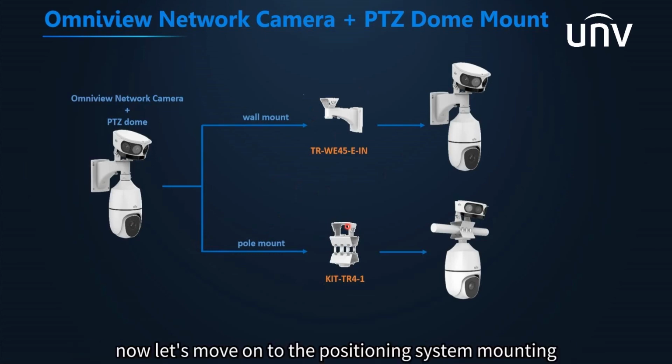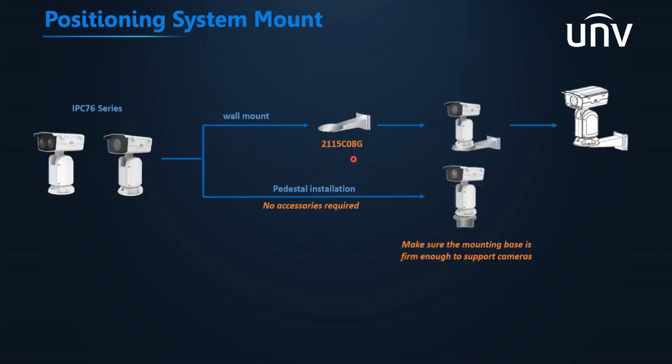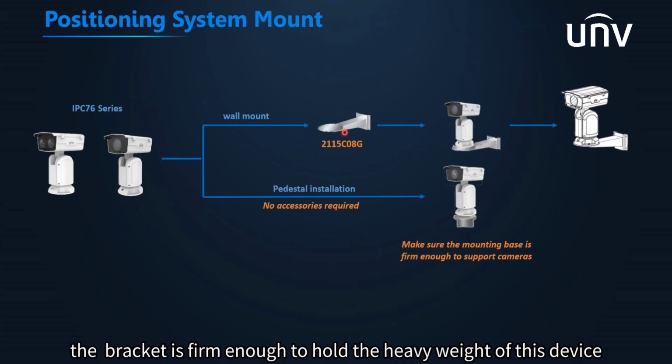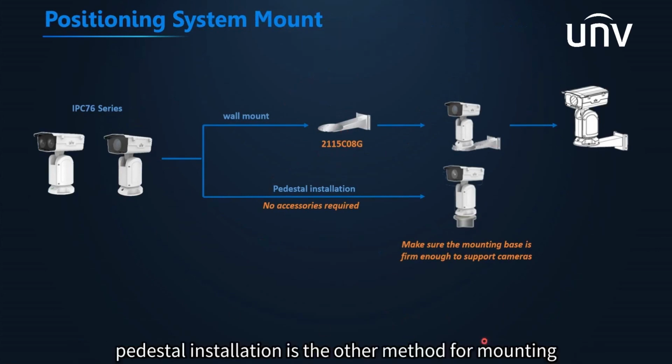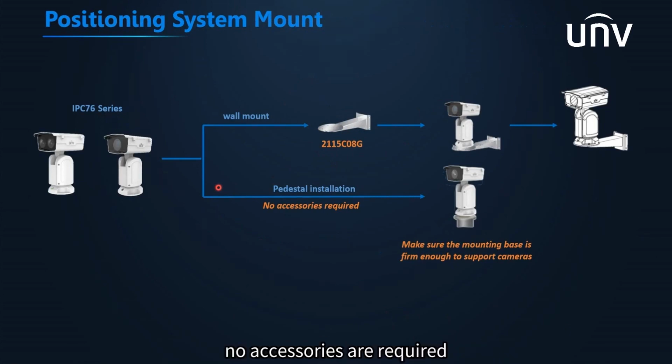Now let's move on to the positioning system mounting. This bracket here is for wall mounting. It is made of steel to ensure the bracket is firm enough to hold the heavy weight of this device. Pedestal installation is the other method for mounting. No accessories are required if the positioning system is installed in this way.